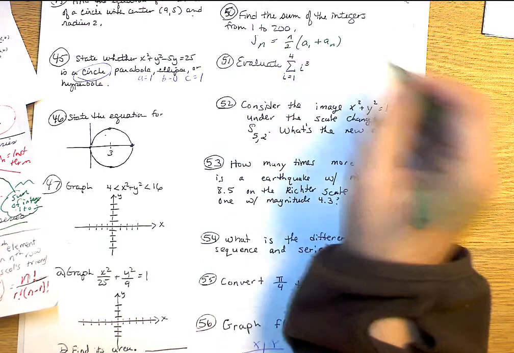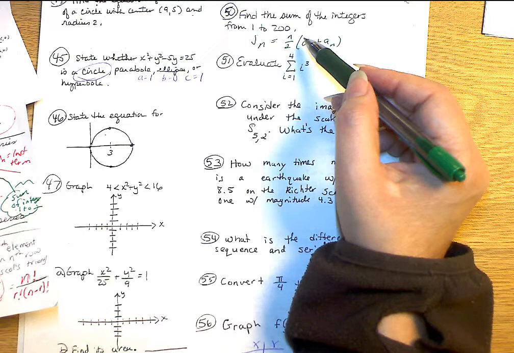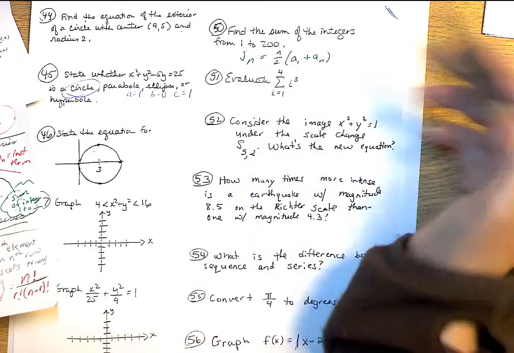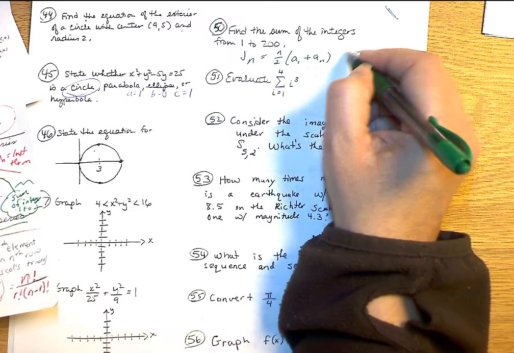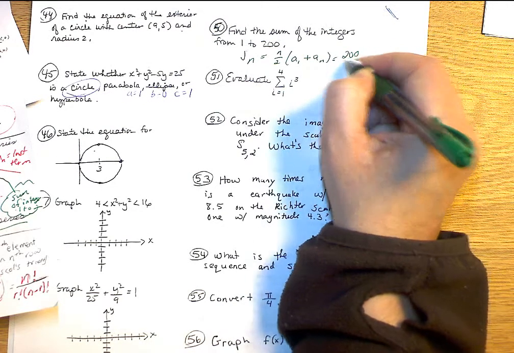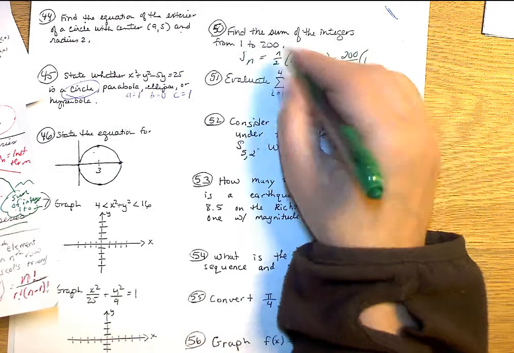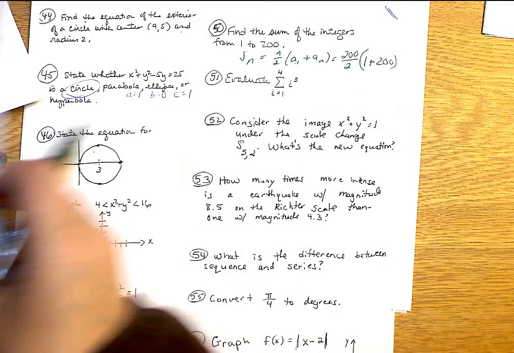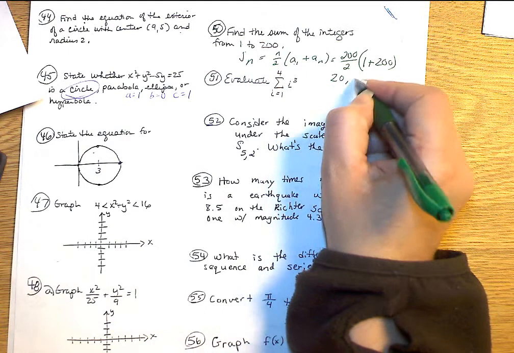So n is the number of terms. So how many terms do we have? We're finding from 1 to 200. How many terms do we have? 200. Our first term is 1. Our last term is 200. You throw that into your calculator. 20,100.